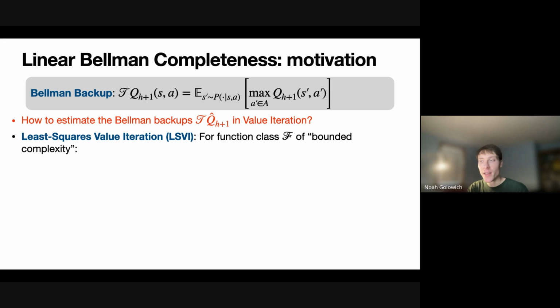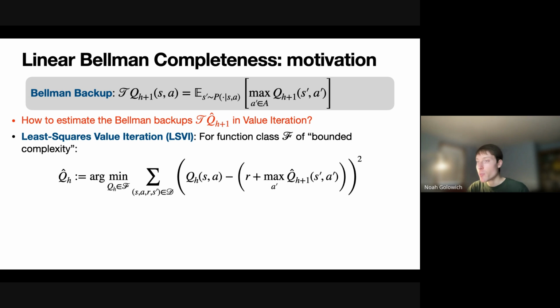Typically, this is done using something like least squares value iteration, which fixes a function class script f of bounded complexity, and then given Q hat H plus 1, chooses Q hat H so as to satisfy the following regression problem. We're minimizing over functions QH belonging to this fixed function class f. We're trying to make QH of SA close to an empirical estimate of the Bellman backup of Q hat H plus 1. This empirical estimate takes a single sample S prime. We're looking at Q hat H plus 1 and S prime for a best action A prime at that state, plus the immediate reward.